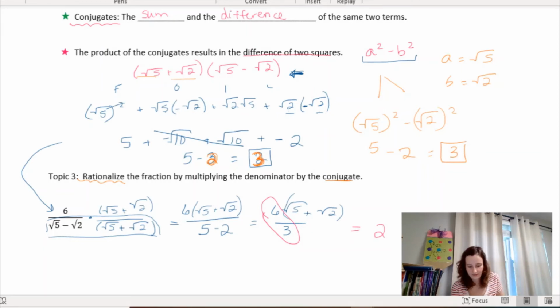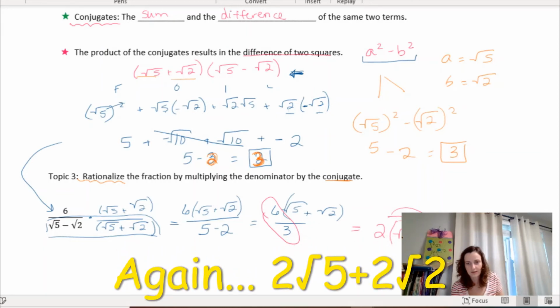So now I will have 2 square roots of 5, 2 times the quantity square root of 5 plus the square root of 2, which I can then simplify by distributing: 2 square roots of 5 plus 2 square roots of 2. And that's as simple as I can be because I cannot combine these. They are not like radicals, as we discussed earlier.